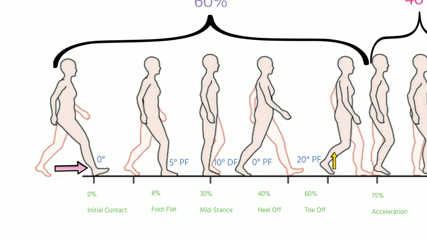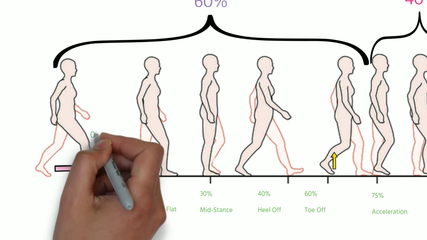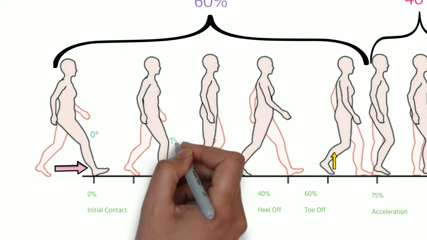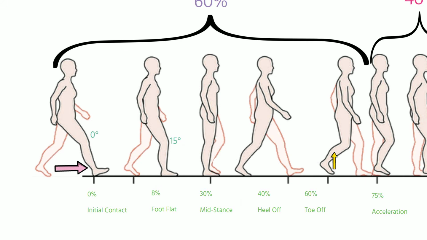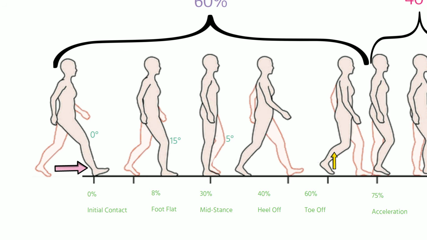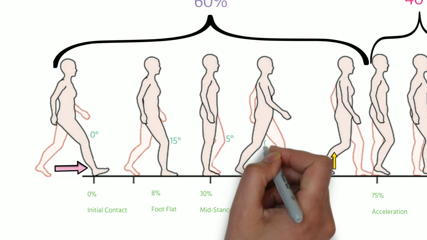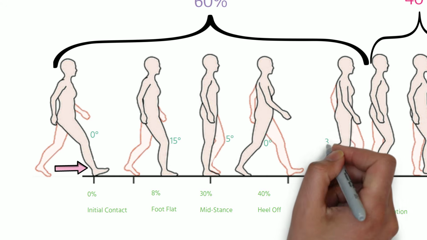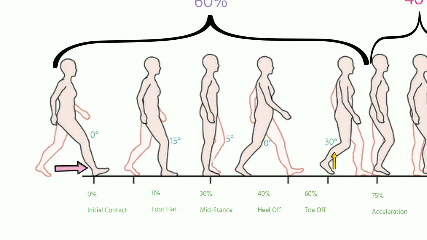At the initial contact, the knee starts off neutral, just like the ankle. Then, for purposes of shock absorption and energy conservation, it moves to about 15 degrees of flexion. At mid-stance, the knee doesn't quite fully reach the locked out position. Once again, for purposes of energy conservation, it stays at about 5 degrees of flexion. At heel off, the knee is back to neutral position and then slowly undergoes flexion to about 30 degrees to prepare for acceleration phase of the gait.